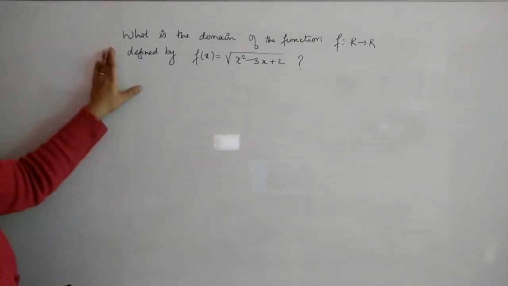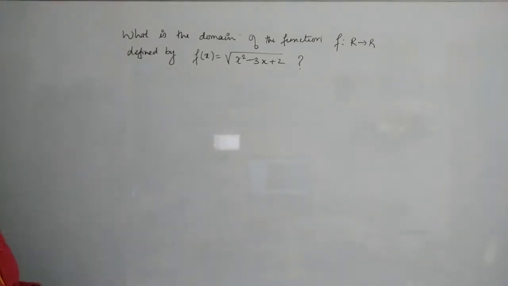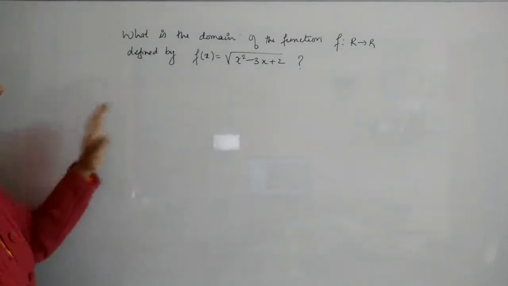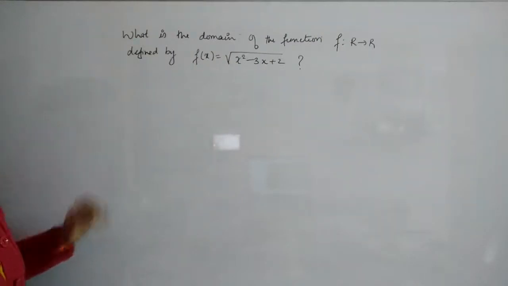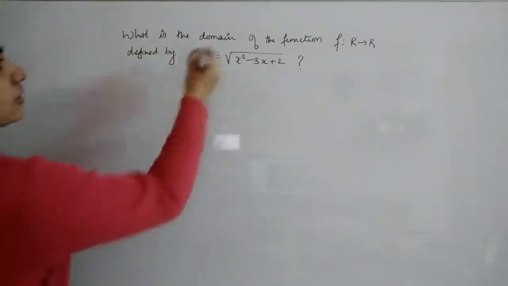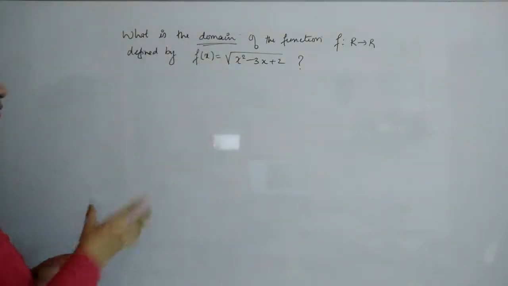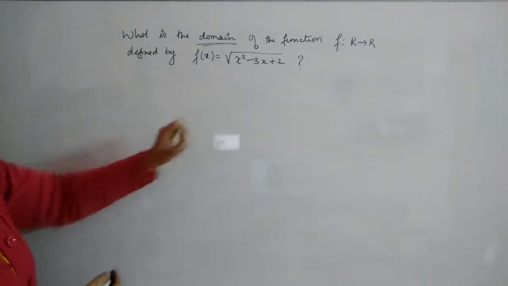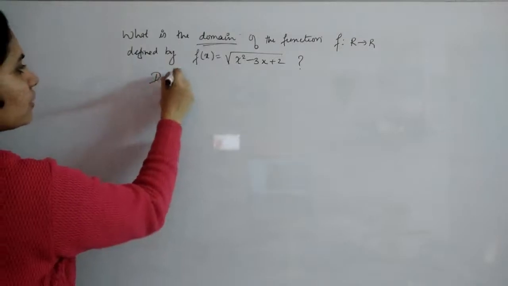What is the domain of the function f from R to R defined by f of x is equal to root of x squared minus 3x plus 2? So, domain means what? The values of x for which the function exists, right? The domain set is those values of x which make the function exist. So, what will be the condition for finding out the domain of the given function?